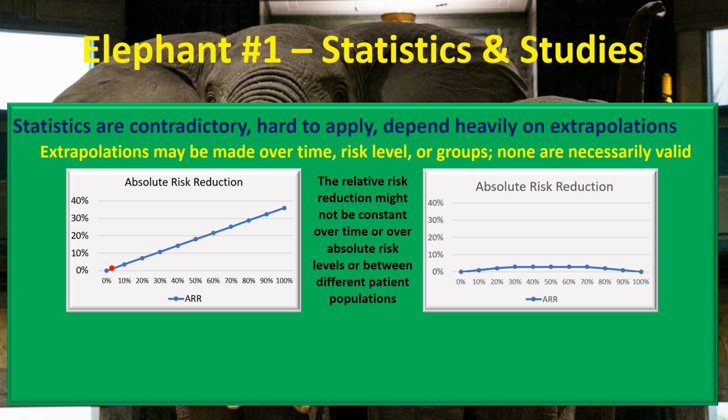The graph on the left is what I've been kind of assuming just for the sake of argument. Graph on the right may be the correct one. The problem is we don't know. There is no way of knowing how the relative risk reduction applies across all risk levels. There's just no way to design clinical trials that can answer this question.